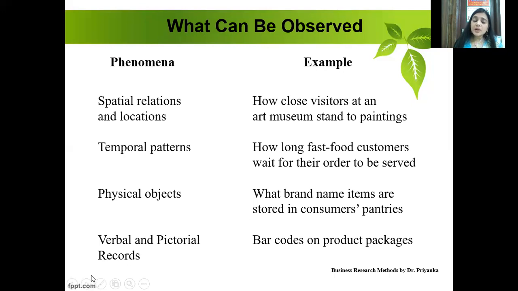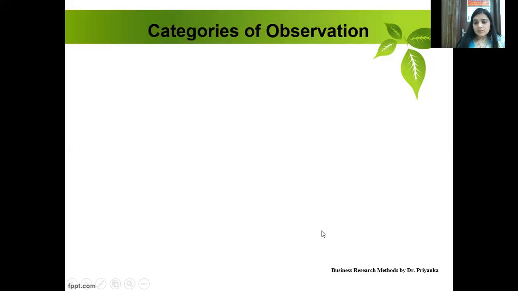Verbal and pictorial records. For example, barcodes on product packages. These are actually the records of product packages. Then categories of observation. What kind of categories can there be while we are observing things?